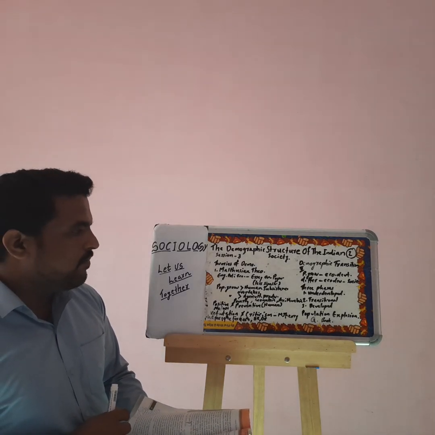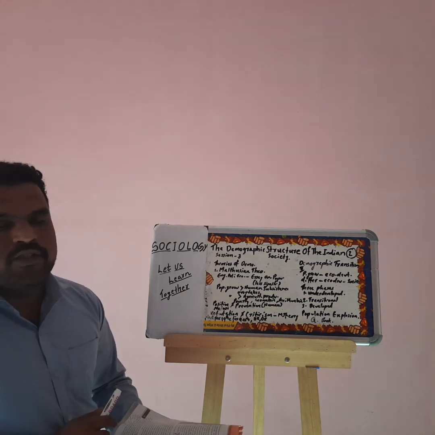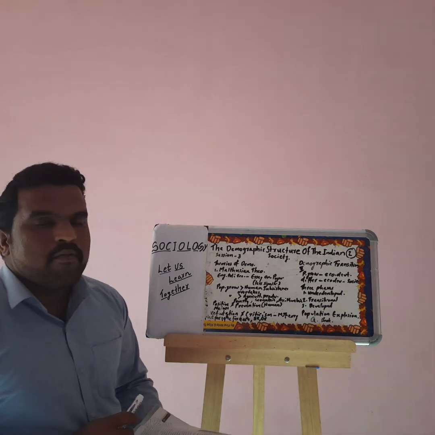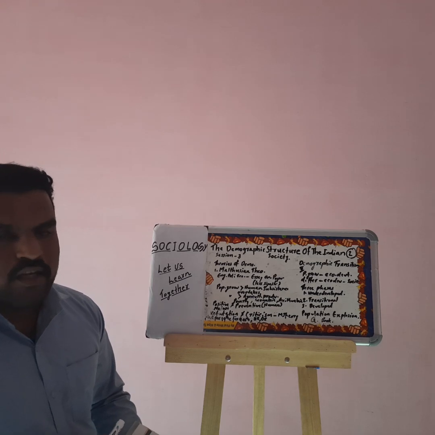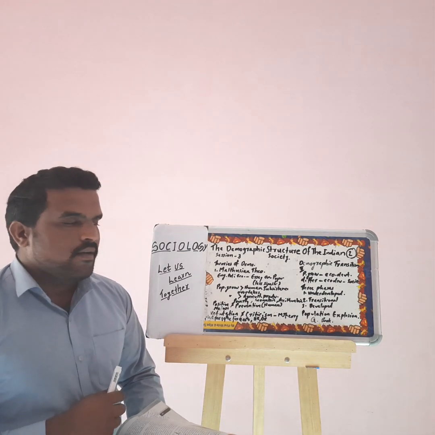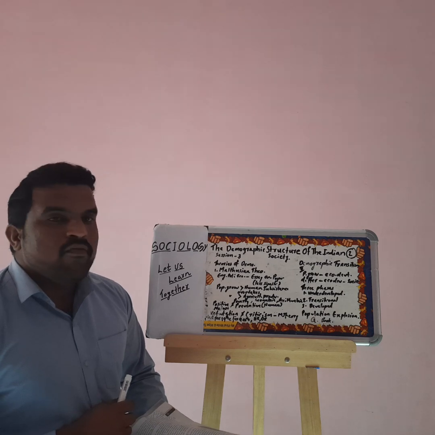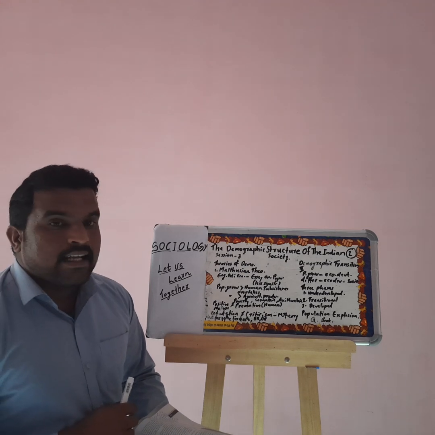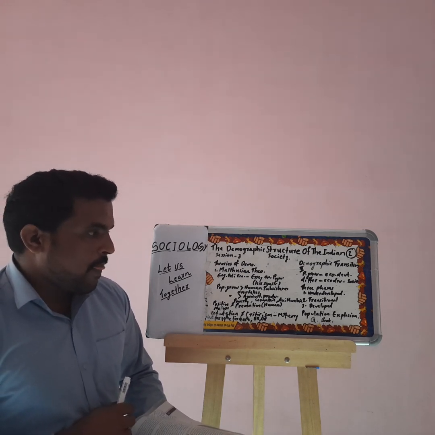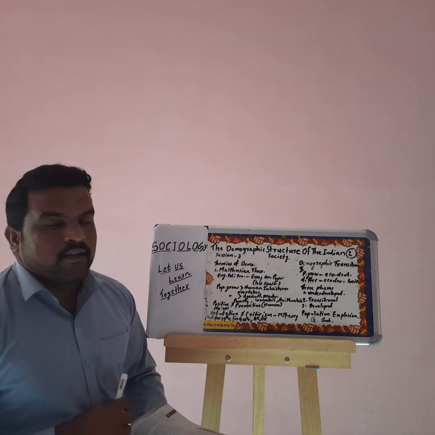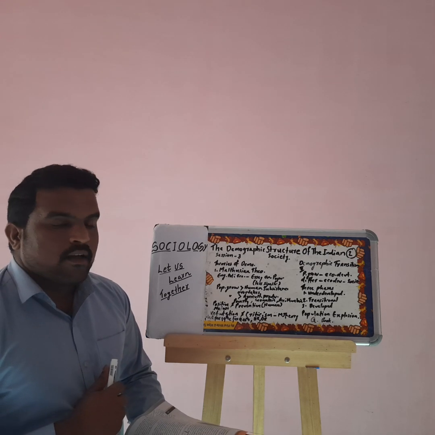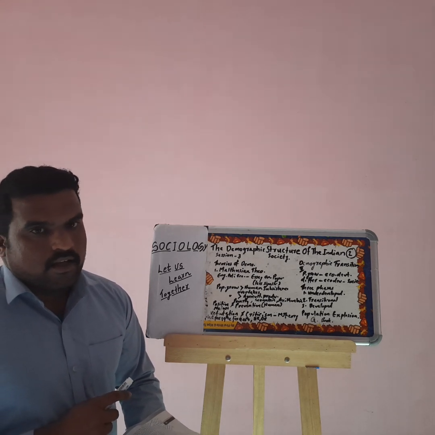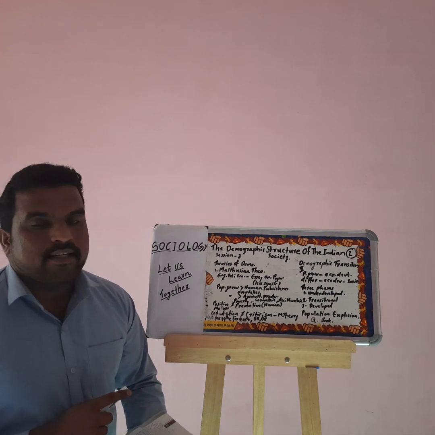Please write the first question: Describe Malthusian theory and how it was challenged. Second question: Give the meaning of the term demographic transition in relation to the three stages. Third question: How does population explosion happen in a society?